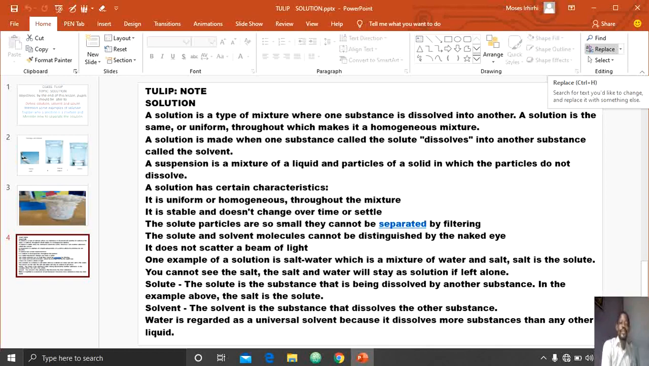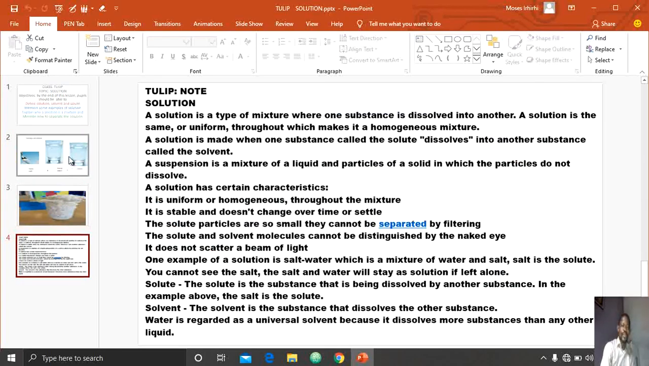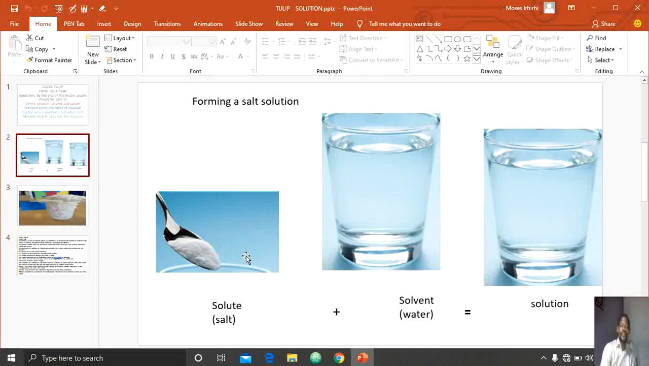A solution is made when one substance, which is called the solute, dissolves in another substance called the solvent, as you can see in my slide number 2. Okay, that's how a solution is made. In my slide number 2, as you can see, I have the salt as my solute and I have water as my solvent. Water is referred to as a universal solvent. The reason being that it can dissolve more solute than many other liquids.